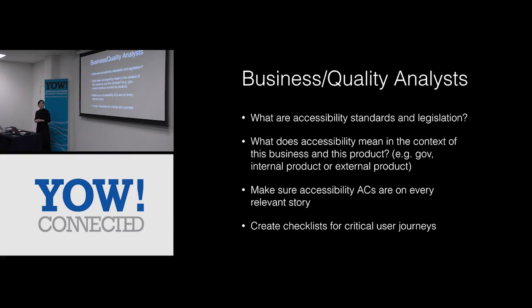So the next role is business and quality analysts. Sorry, this is agile team stuff. Business and quality analysts should understand what the accessibility standards and legislations are. What does accessibility mean in the context of this business and this product? And make sure accessibility acceptance criteria are on every relevant story, and create checklists for critical user journeys.